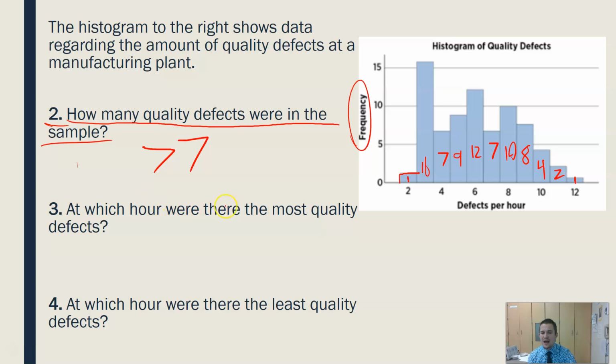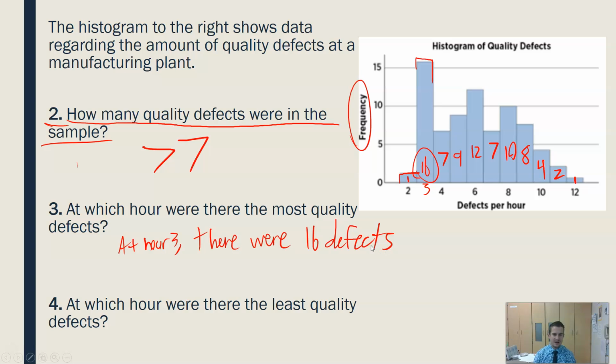So at which hour were the most quality defects? Which hour between 1 and 12 of the day were there the most quality defects? Well, right here in hour 3 of the day, in the third hour of the day, there were 16 defects, 16 quality defects that were identified.